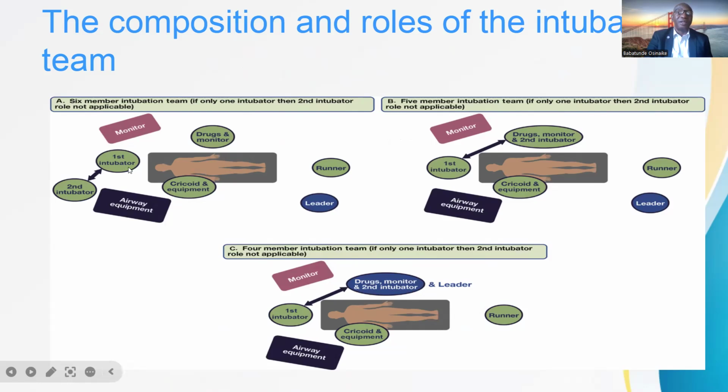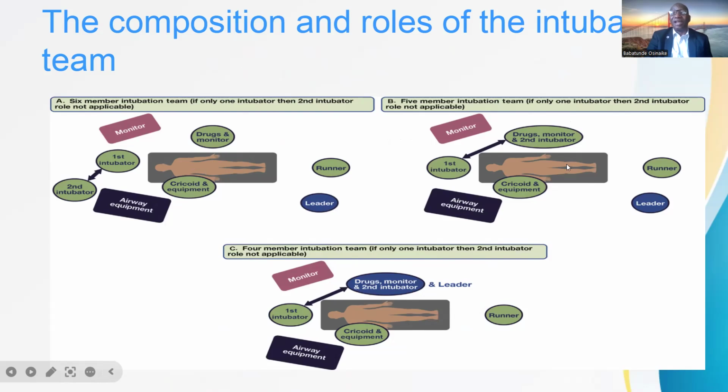You have the monitor here, you have the airway equipment, you have your drugs, you have your cricoid, and then you have a runner and you have a leader. So this is a 6-member team.